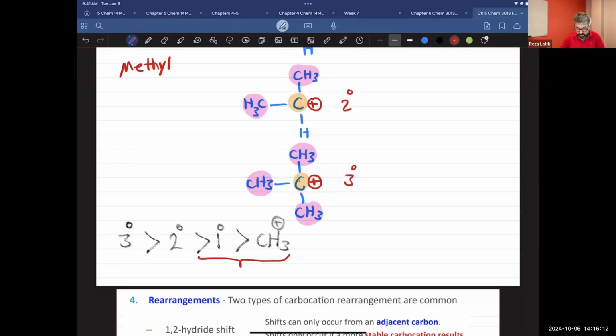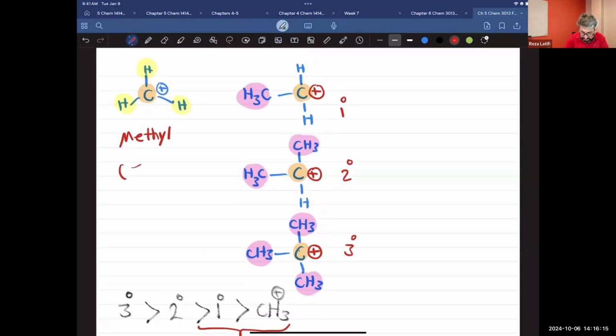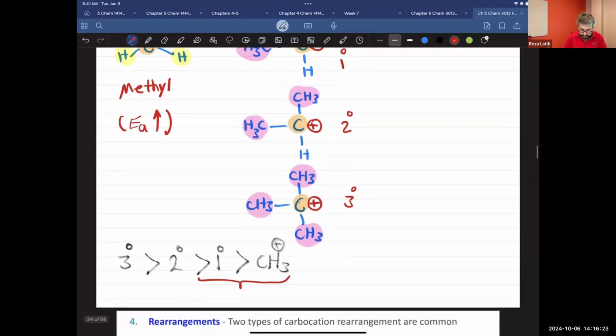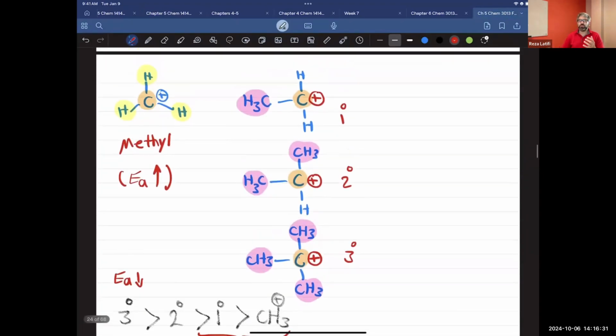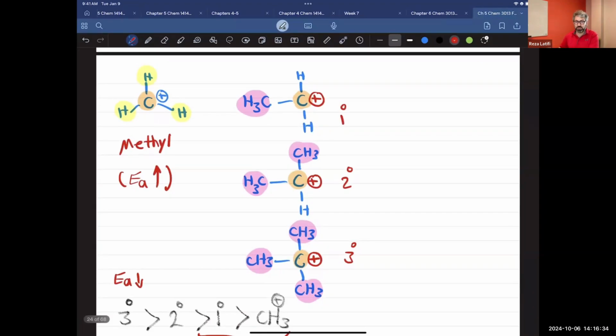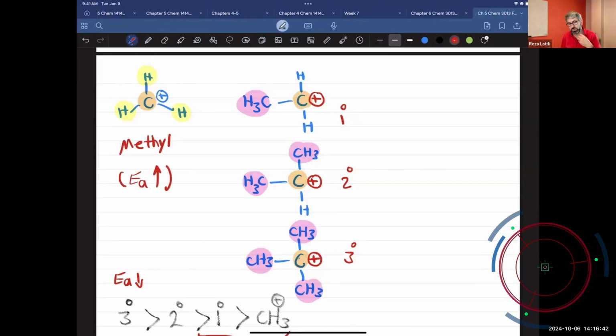If it's unstable, that means the activation energy for it is going to be so high, and that reaction will not happen. Well, the tertiary has the lowest activation energy, so that's going to favor the chemical reaction. The more alkyl groups you have attached to the carbon with a positive charge, the higher stabilization you will get. So the tertiary will be the most stable carbocation.